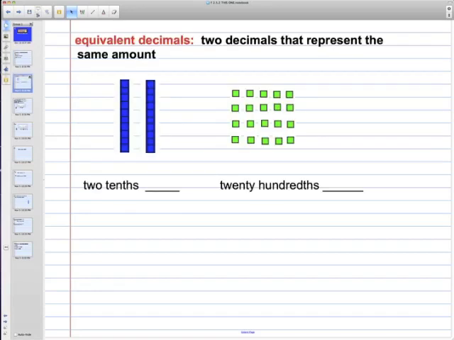Our objectives are compare decimals and order decimals. Equivalent decimals are two decimals that represent the same amount. So you can see below we've got 2/10 strips, which represents 2/10. And we could write that decimal value as 0 and 2/10. Now looking to the right, we see that those 2/10 now have been broken down into hundredths cubes. And there are 20 of them, so it's still 20 hundredths. So we write 0 and 20 hundredths. So 0 and 2/10 and 0 and 20 hundredths are equivalent decimals.